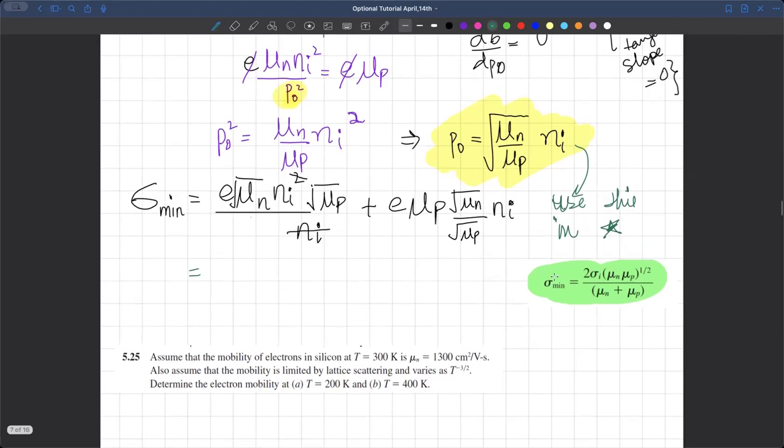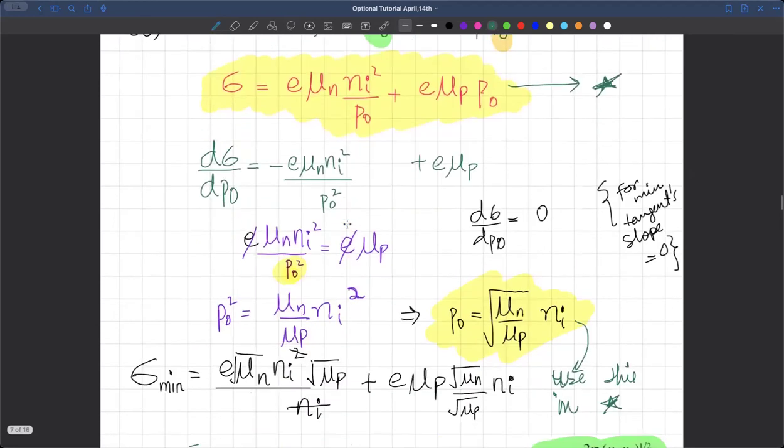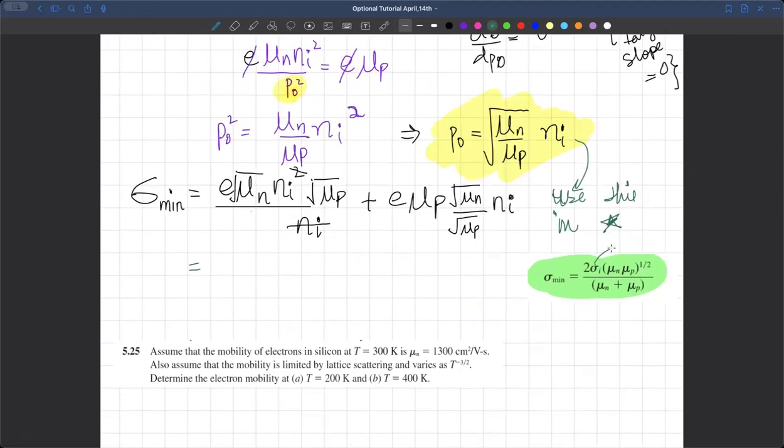Okay, let's first, this one is sigma minimum. And yeah, there is another term that we should be aware of, intrinsic conductivity. Okay, we will talk about that. Let's first try to simplify this one. If I take that in common, like e, this is something that I can take out. And square root mu p, I can take it out. And square root mu n and n_i. Okay. So I can take e and n_i, square root mu n, square root mu p.